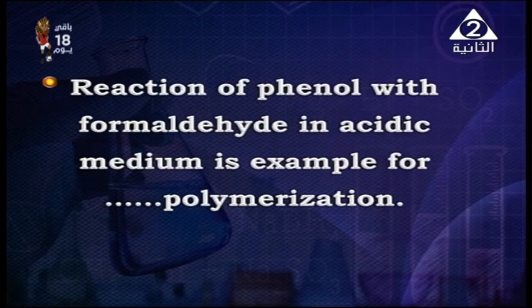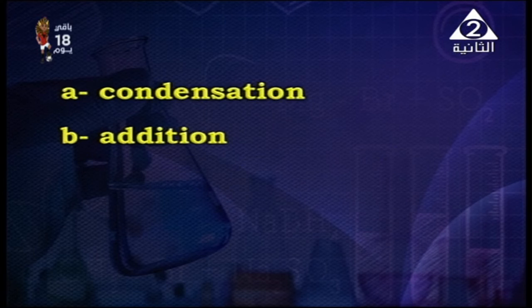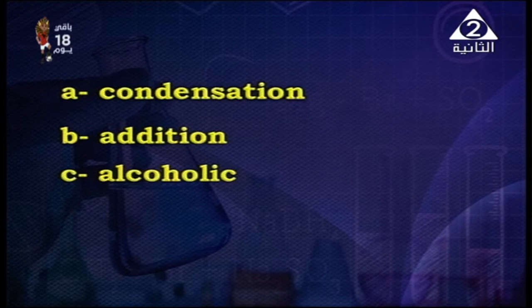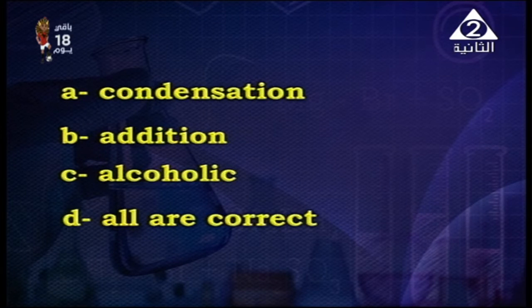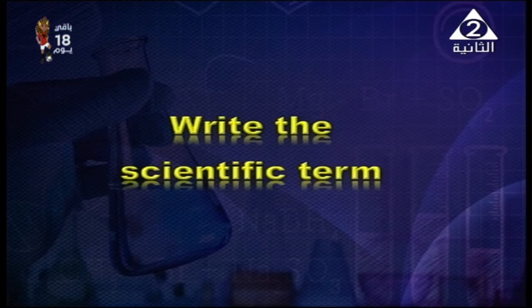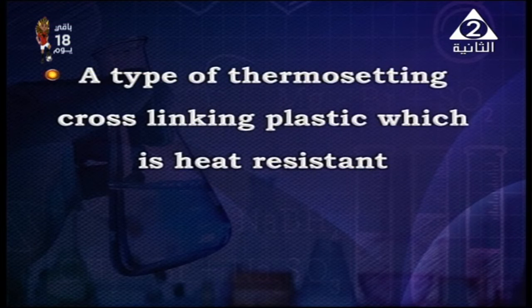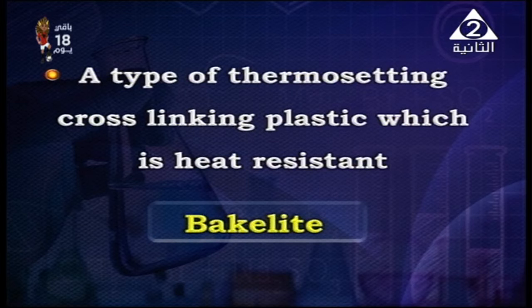Next point, reaction of phenol with formaldehyde in acidic medium is an example for polymerization type: condensation, addition, alcoholic, all are correct. If you think about it, here the reaction will be condensation polymerization. Next type of question, my dear students, write the scientific term. A type of thermosetting cross-linking plastic which is heat resistant. Yes, the answer is bakelite.